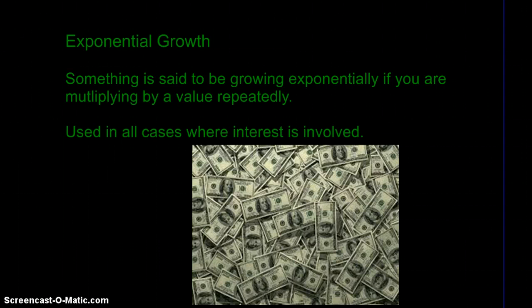A kind of definition there that you can use is something is said to be growing exponentially if you are multiplying by a value repeatedly, because that's the definition of an exponent. An exponent is multiplying a value over and over and over again.